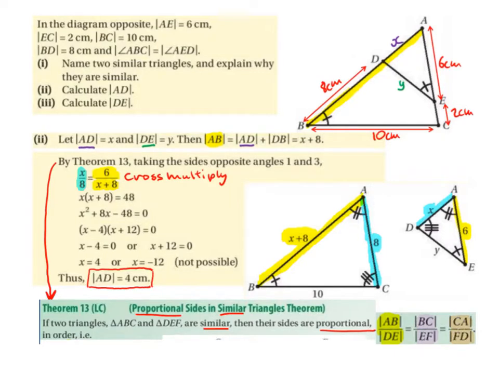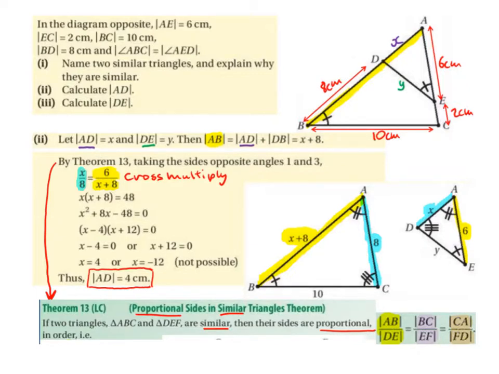So I'm going to draw the two triangles out separately. So we have the triangle ABC, and the triangle ADE. So we already know that the angle ABC, this angle here, is equal to the angle AED, this angle here. And we know that the angle BAC, this angle here, is equal to the angle DAE, this angle here, because remember they're a common angle. And the angle ACB, this angle here, is equal to the angle ADE. So we proved that in part 1 of the question.